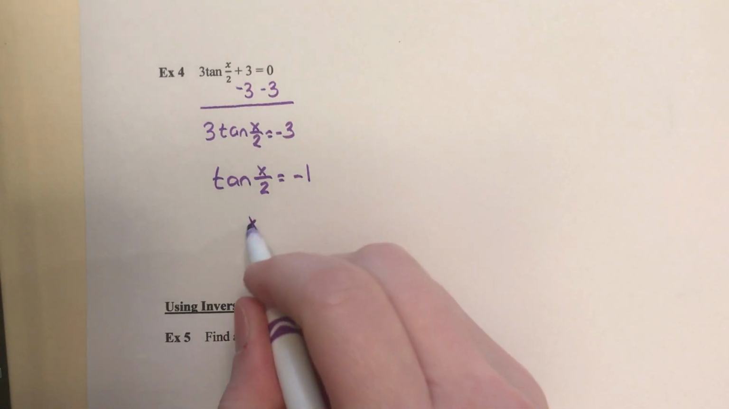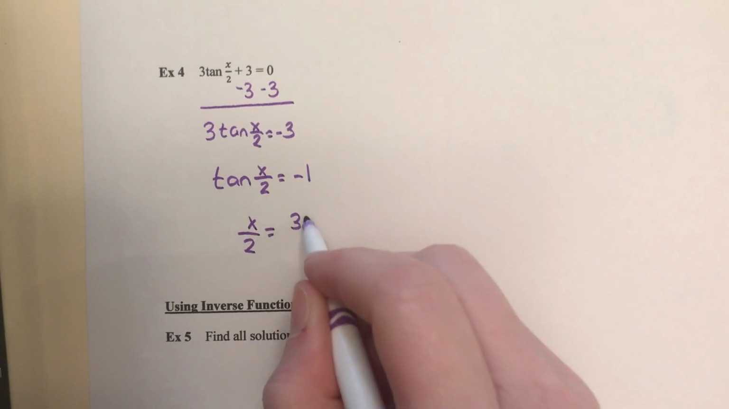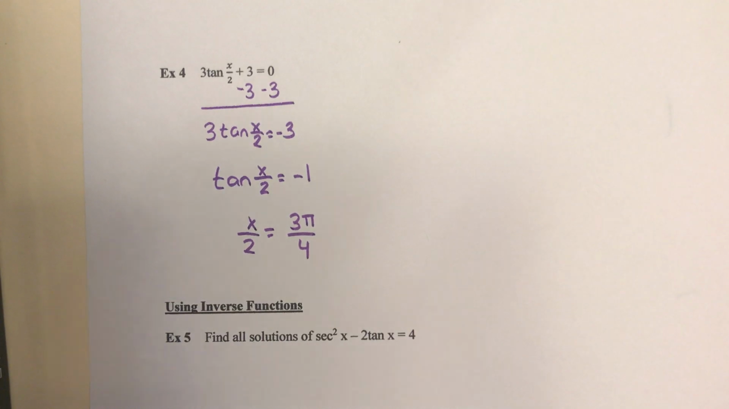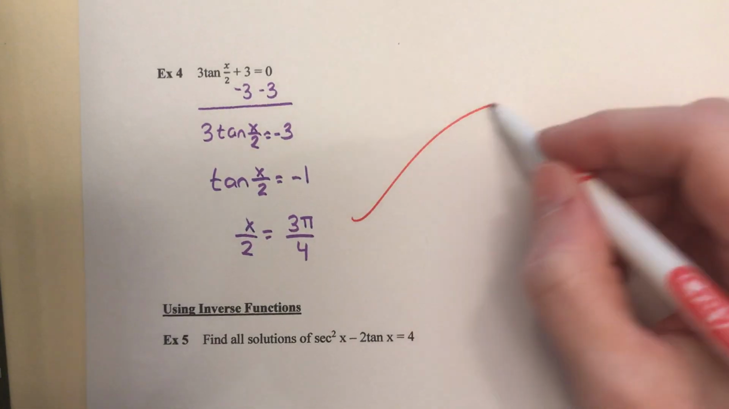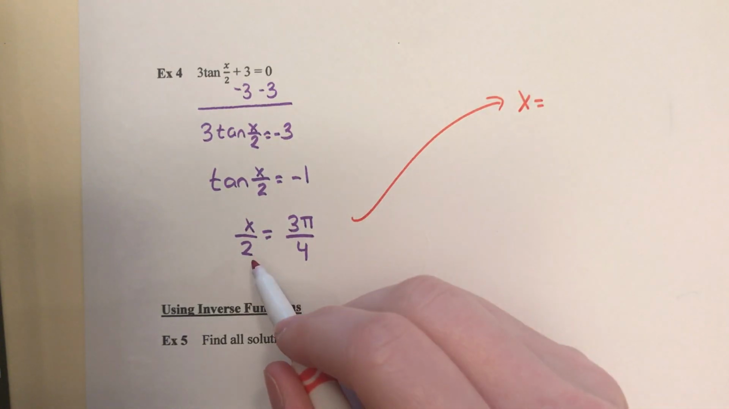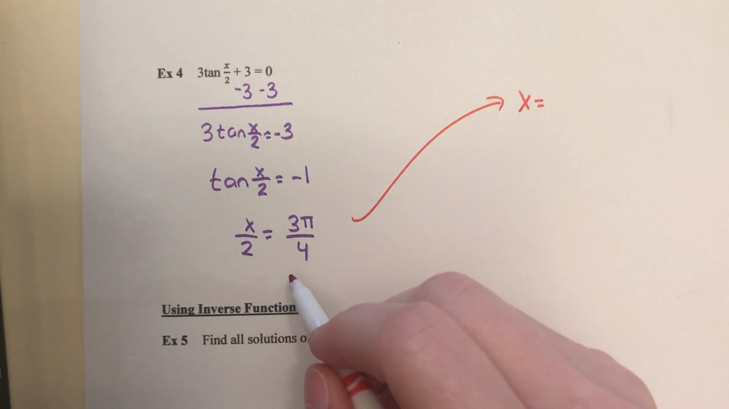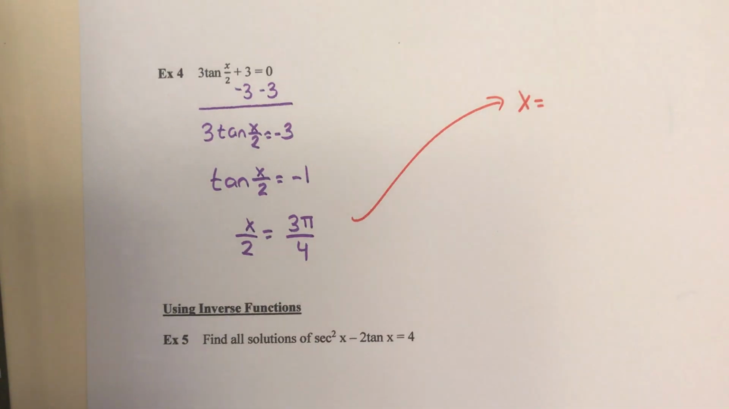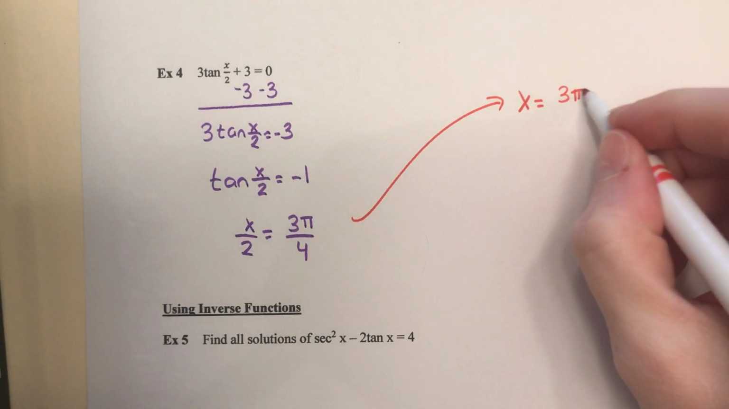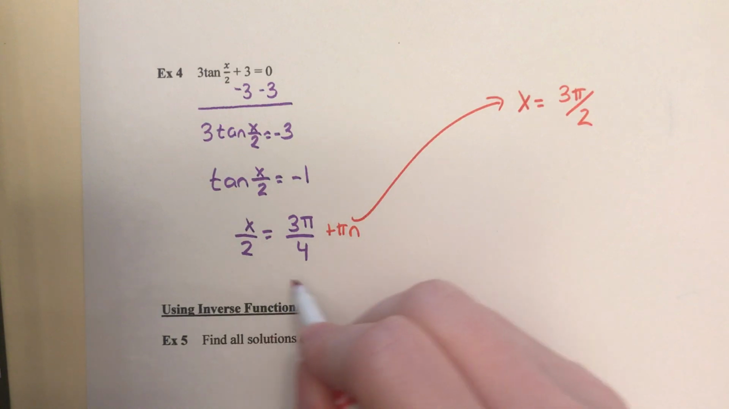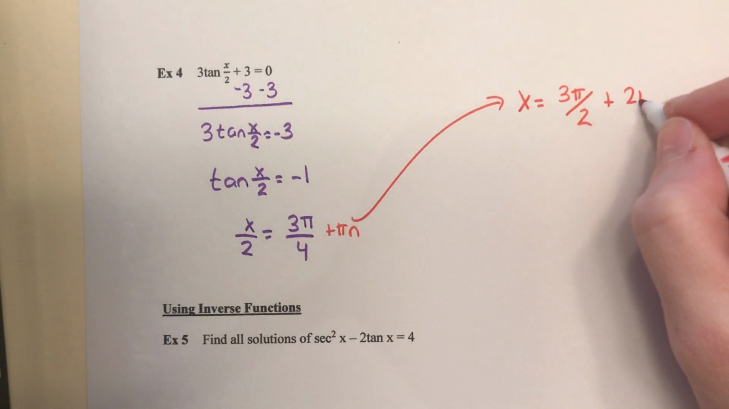So I'm going to write x over 2 equals 3 pi over 4. So now I'm ready to solve for x. Got one more thing to do. So x would equal, and to solve for x, I'm going to multiply by 2. So 3 pi over 4 times 2 would be 6 pi over 4, which would be 3 pi over 2. And normally I'd add a pi n, but we're going to multiply that by 2 as well, so plus 2 pi n.